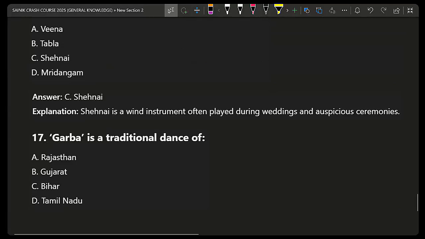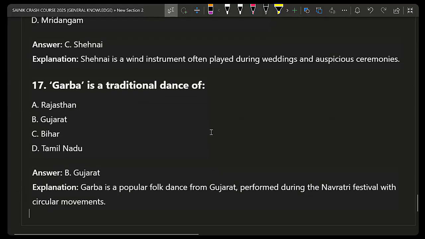Ten students gave the correct answer. It is option B, Gujarat. Only one student said Tamil Nadu, wrong answer. Gujarat is the correct answer. Garba is a popular folk dance from Gujarat performed during the Navaratri festival with circular movements. Next question.